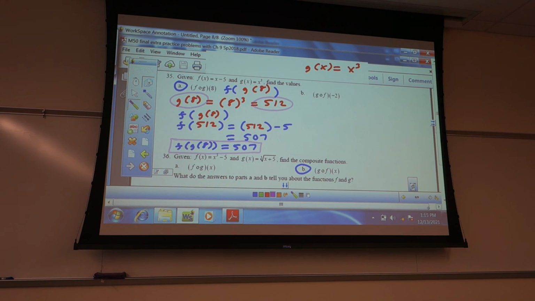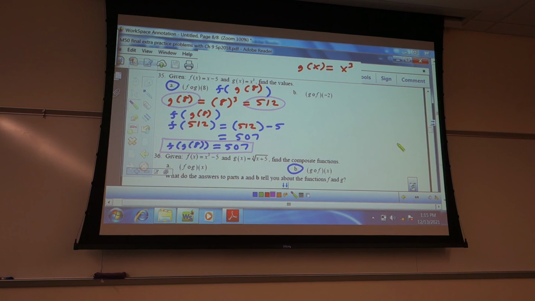I thought you'd be more practiced at this. Everybody do B. So B is different. B is g of f, not f of g. So first rewrite it. It's not the same order, it's g of f of negative 2.